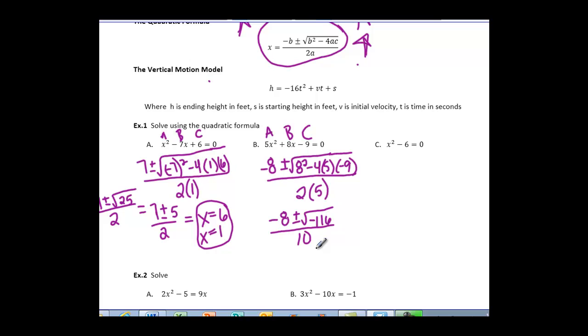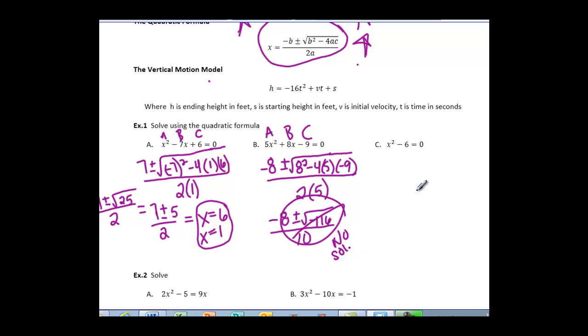Now, we've talked about this before. We cannot have a negative inside our radical. So if this is the case, your answer is going to be no solution. We cannot take the square root of a negative number. So the answer for B is no solution.